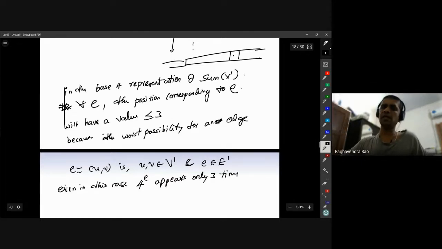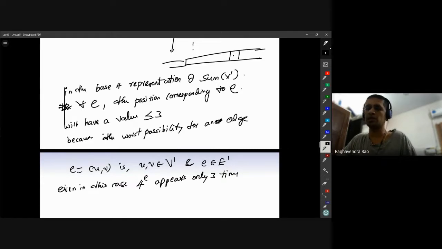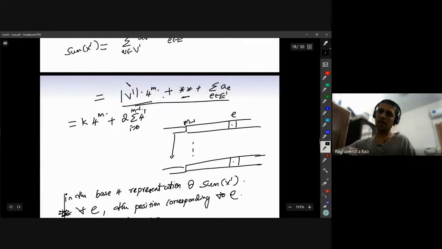See, 4 to the e in base 4 representation is 1 0 0 0 0. So 1 is at the eth location. e is 0, that means the 0th location, e is 1, that is the first location, and so on. Okay. So what happens is in this summation, every base 4 digit from position 0 to m minus 1 will have value at most 3.